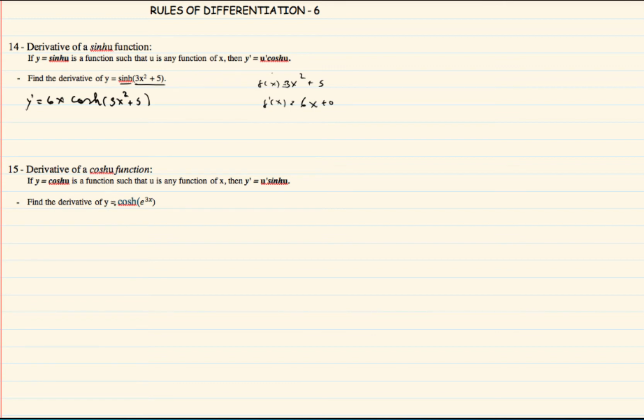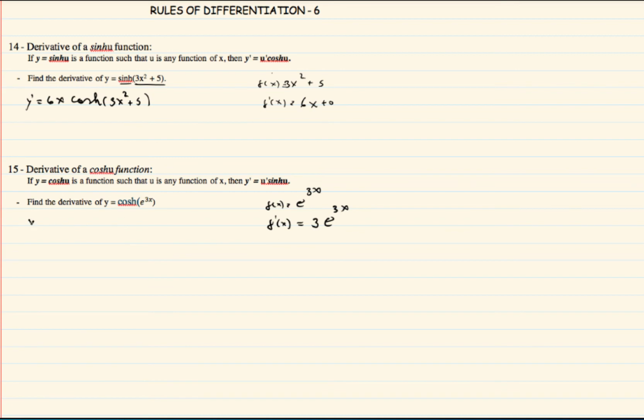Derivative of a cos hyperbolic function. We do the same thing, and again without fearing the minus sign. Our argument of cos hyperbolic is e raised to 3x, which is the exponential function. If you have e raised to 3x, let us say this is a function f of x, the derivative of this function is going to be the derivative of its power multiplied by the original function. So the derivative of 3x is 3, into e raised to 3x.